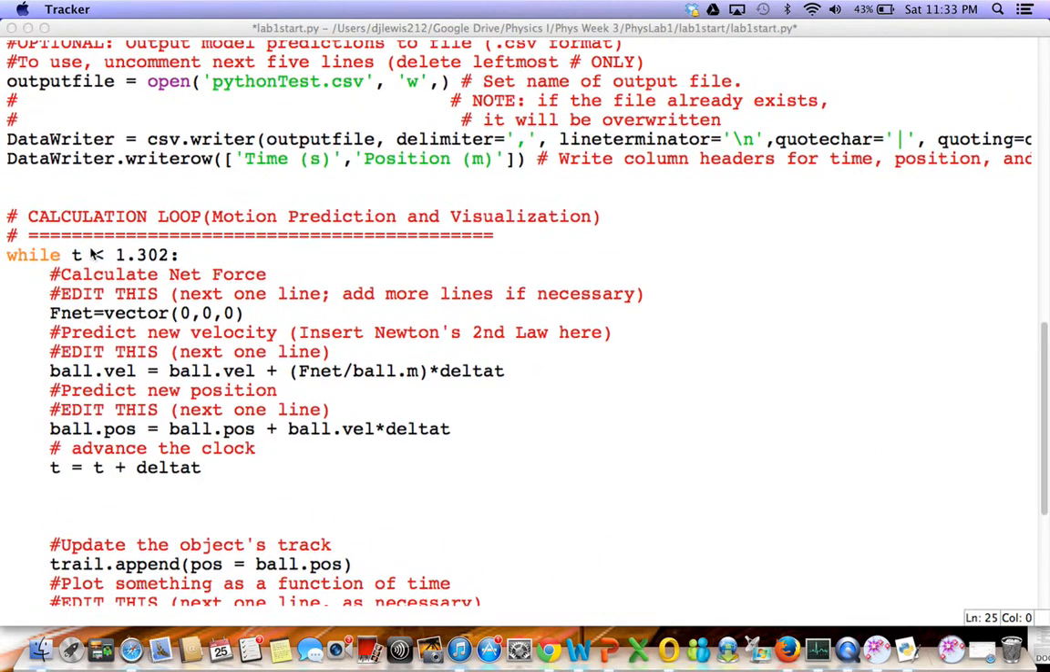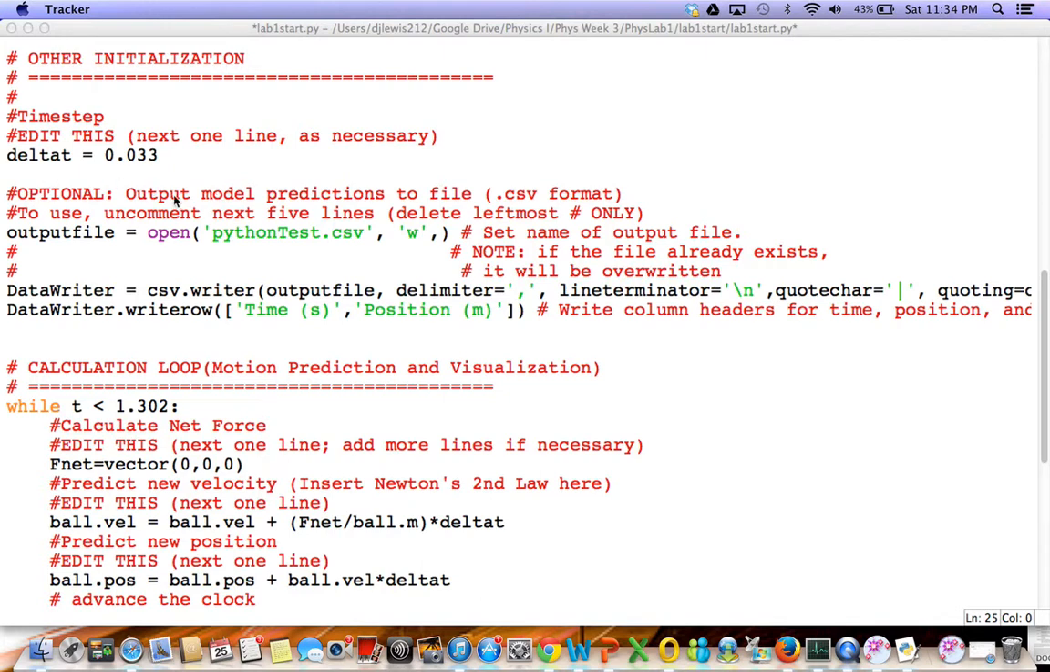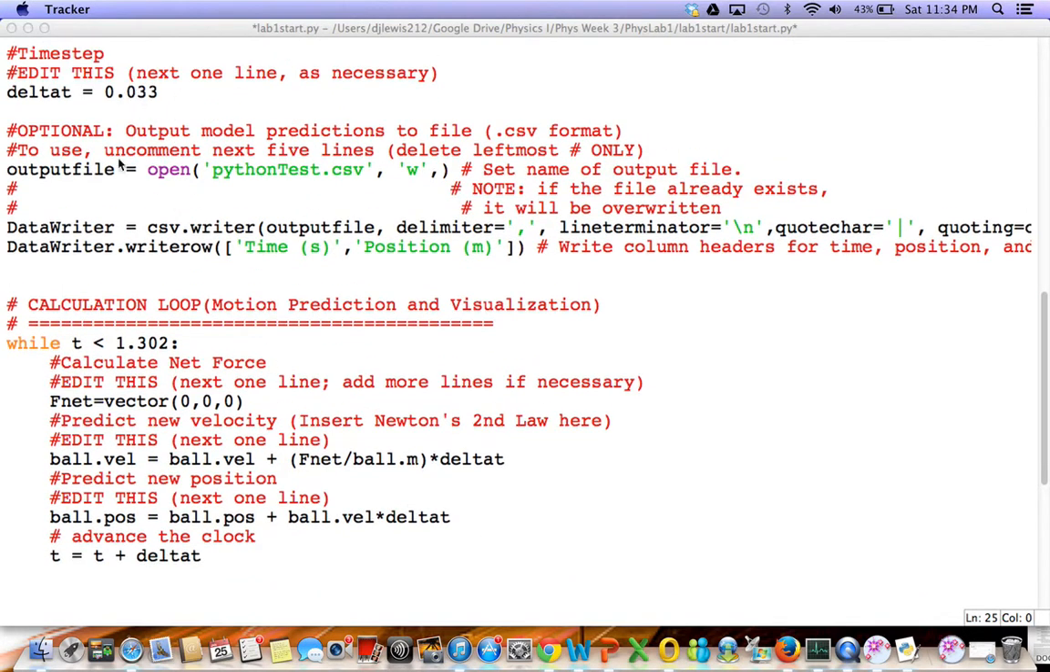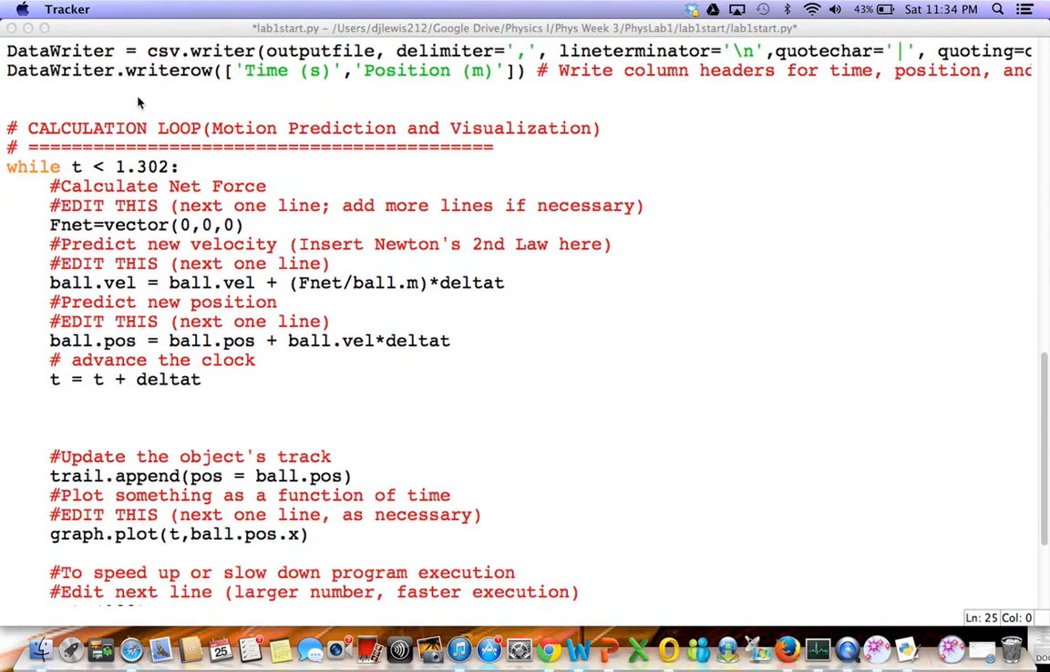Using a while loop, as you can see here, the ball's velocity and position was calculated after every delta t. So after every delta t that I specifically assigned in my Python program right here, 0.033 seconds. I had to assume the sum of all forces, or F net, was 0 because it was assumed that the ball was moving at a constant velocity.